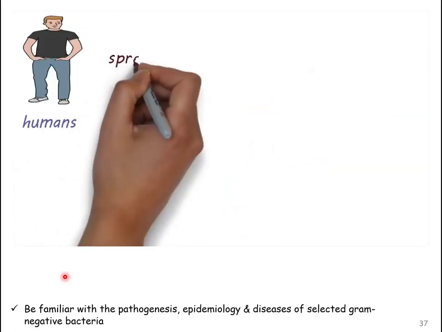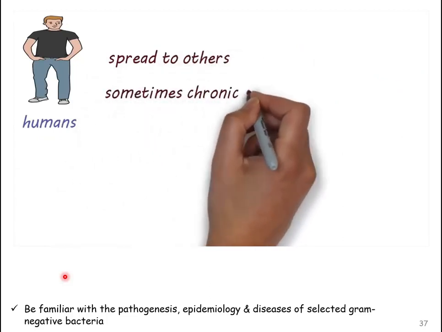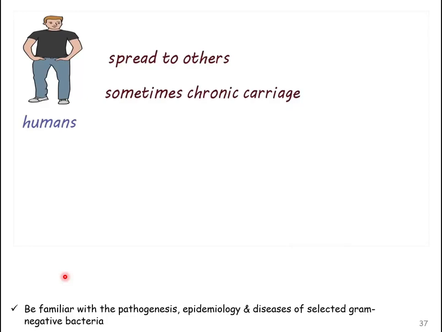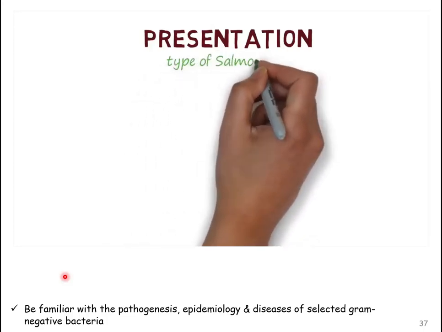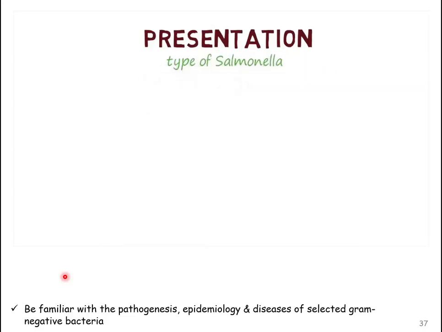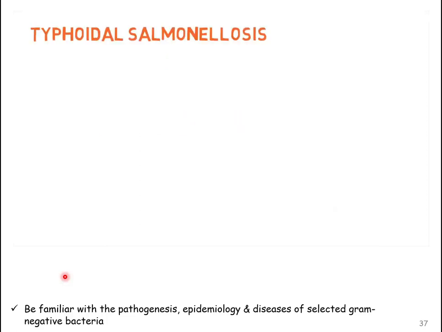People with Salmonella infection can also spread the infection to others. Sometimes people can have Salmonella for a long time without showing any symptoms. So what does Salmonella cause? It can cause 2 broad types of disease depending on the type of Salmonella that causes the infection. These are typhoidal and non-typhoidal salmonellosis. Let's have a closer look.